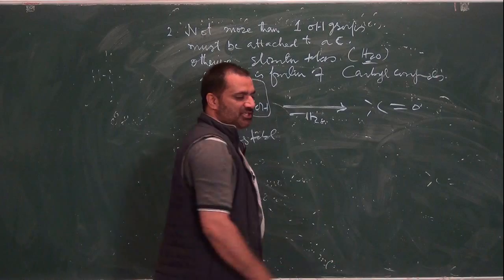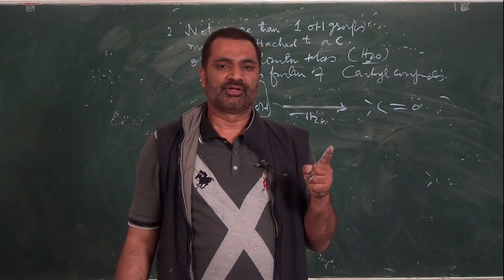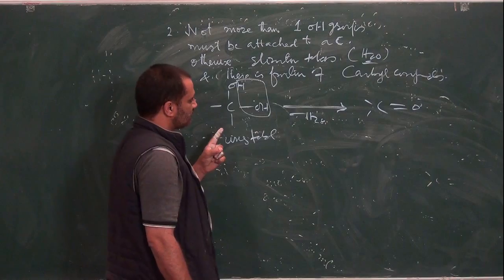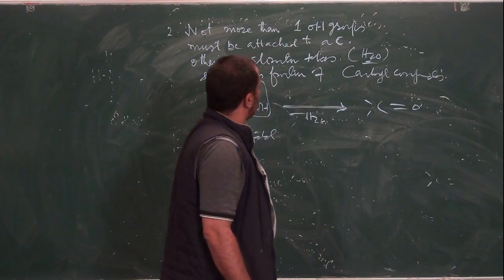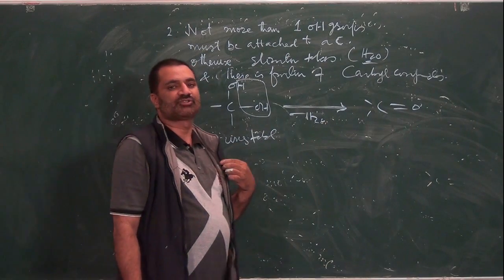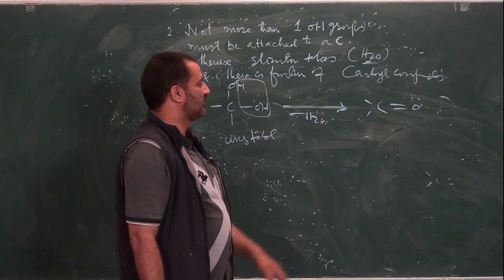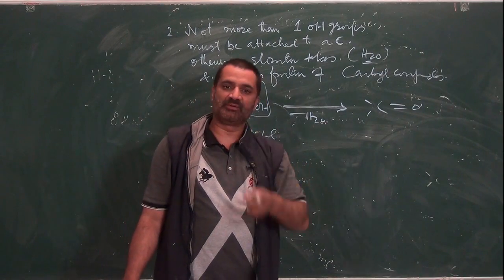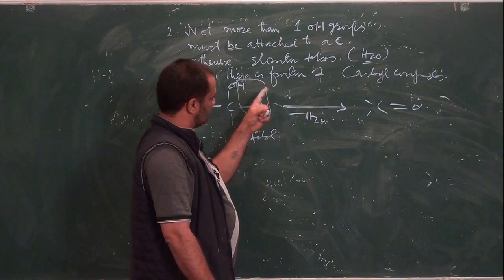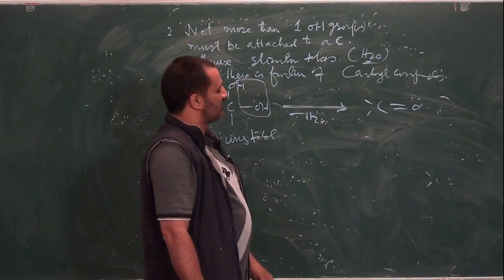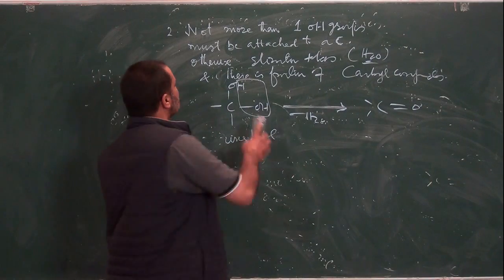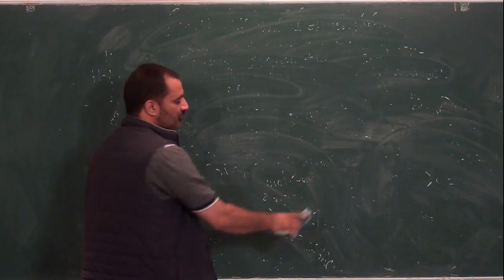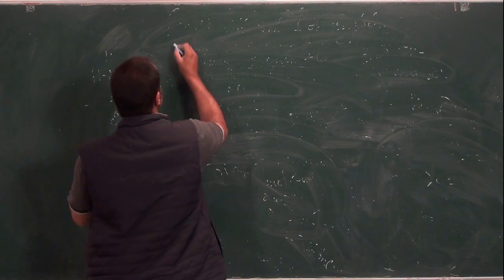So what are the two conditions for a compound to be alcohol? Number one, OH must be attached to sp3 hybridized carbon. And another, not more than one OH group must be attached to a carbon. Now let us discuss the preparation part of alcohols. Preparation.